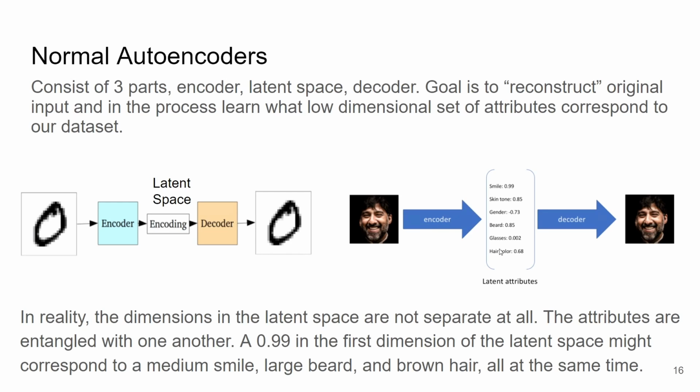So a 0.99 in that first dimension, it actually might correspond to multiple things of these, and it might all be entangled. So a 0.99 in the first dimension, it might correspond to a medium smile, large beard, brown hair, all at the same time. So all of these properties are actually all tied up with one another. And that's terrible, because if I change what I want to be the beard dimension, I don't want it to be affecting his hair color or his skin color or the person's gender, right? That completely ruins the entire point. We want to be able to manipulate these attributes independently. We don't want these to be entangled.